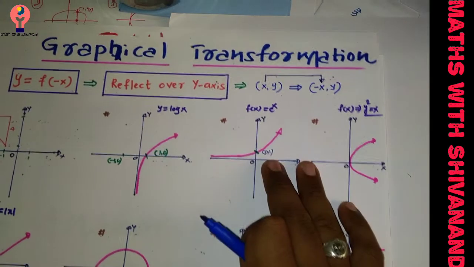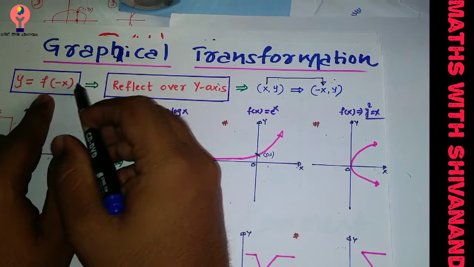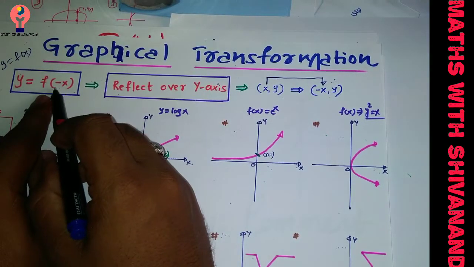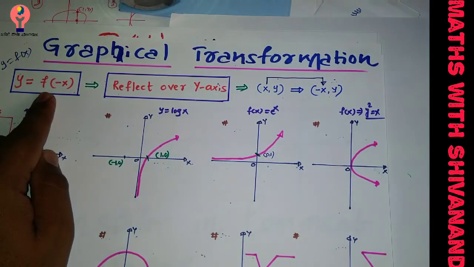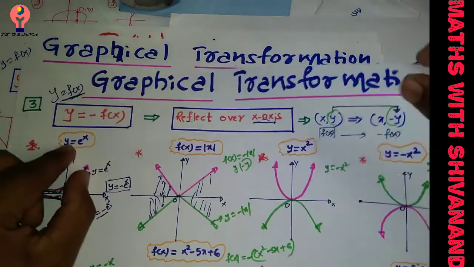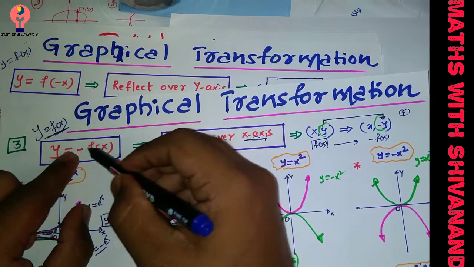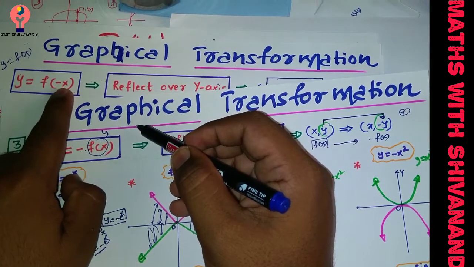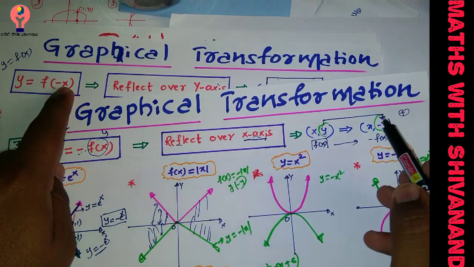Now we'll take one more transformation: y equals f of minus x, if the initial curve is y equals f of x. Here the minus is being multiplied inside, to the value of x, so there is a clear difference. In the earlier case the minus is multiplied outside, to the value of y. Here the minus is multiplied inside, to the value of x. If the minus is multiplied outside, only the value of y changes.